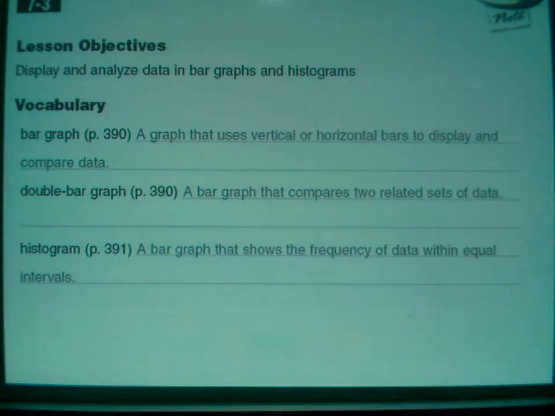Chapter 7, Section 3 is entitled Bar Graphs and Histograms. And in this section, our objective is to display and analyze data in bar graphs and histograms. We'll begin with the vocabulary that we'll use throughout this presentation.